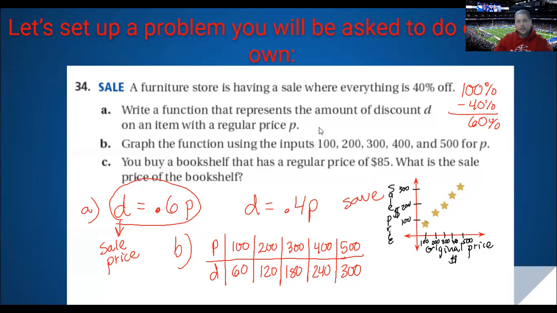Finally, in part C, you buy a bookshelf that has a regular price of $85. So what is the sale price? We'll simply plug 85 into our equation for P, and we'll calculate 0.6 times 85. Go ahead and do that and check your solution with me. Pause the video and write it down. All right, I got a sale price, down here in the right corner, of $51 for that bookshelf.